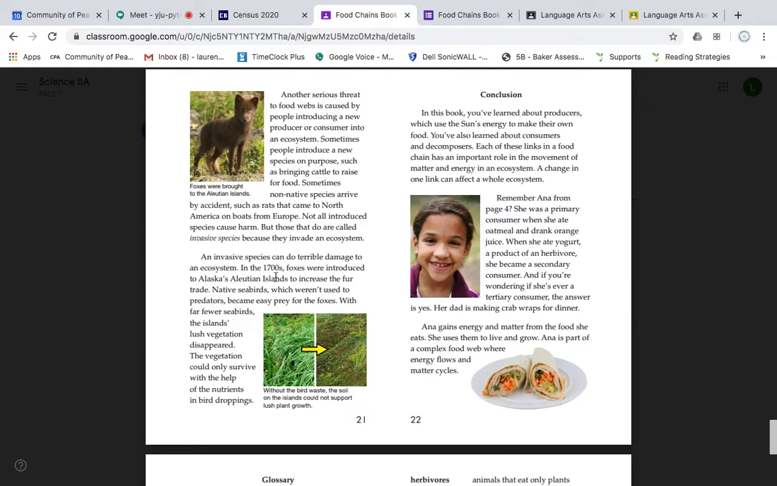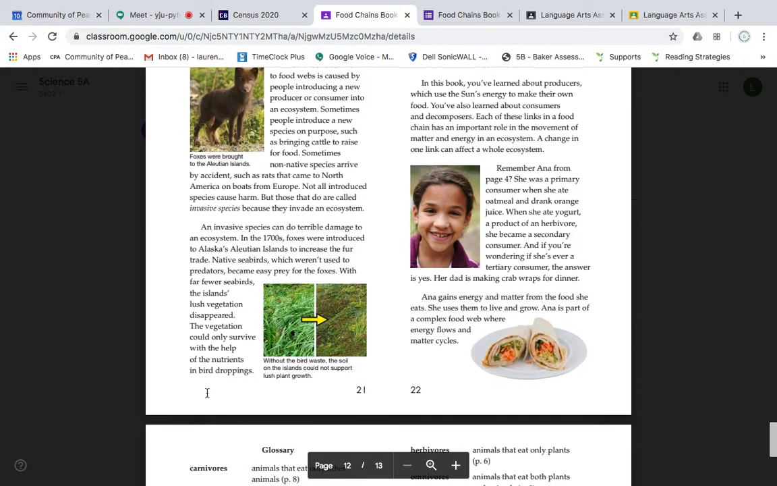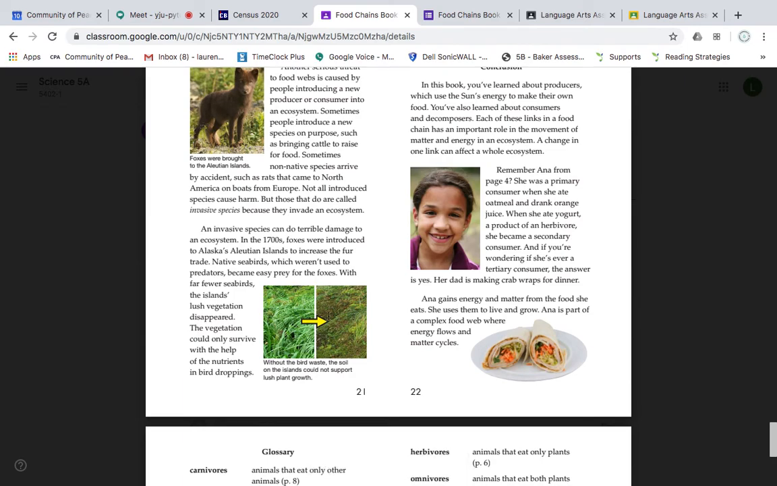In the 1700s, foxes were introduced to Alaska's Aleutian Islands to increase the fur trade. Native seabirds, which weren't used to the predators, became easy prey for the foxes. With far fewer seabirds, the island's lush vegetation disappeared. Vegetation is like grass and plants. The vegetation could only survive with the help of the nutrients in bird droppings. So it could only survive with the nutrients that are found in bird poop.